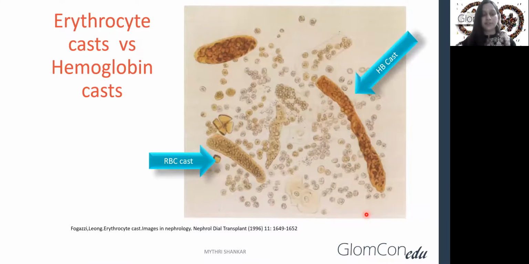So how do we differentiate erythrocyte cast from hemoglobin cast? This is an RBC cast. Due to degenerative process, the RBCs may lose their individual contours and release hemoglobin, in which case the cast will have a brownish hue and a granular appearance. This type of cast is more appropriately called hemoglobin cast.